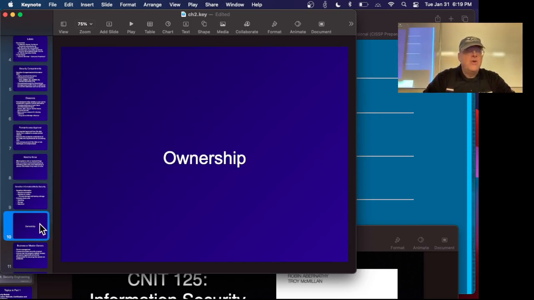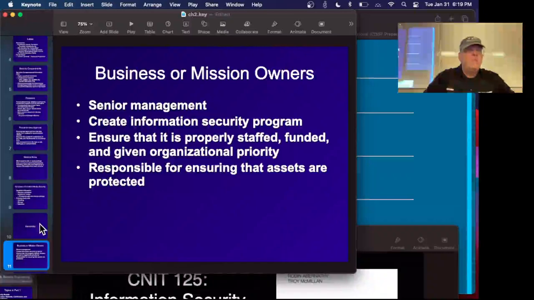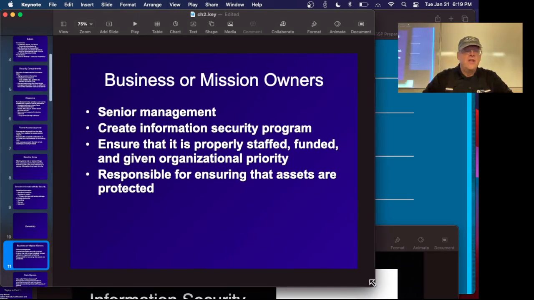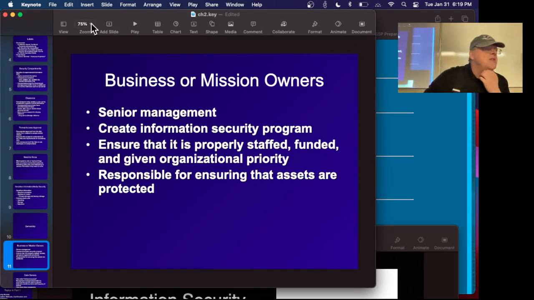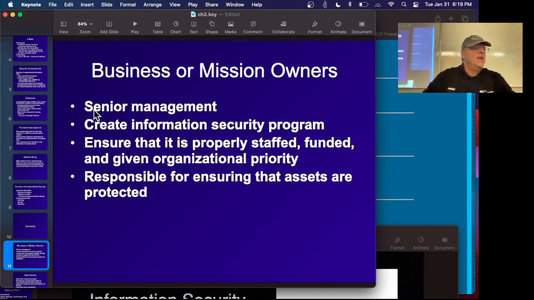So as before, there's ownership. Ownership is responsibility. The business or mission has an owner, and that's senior management, and their job is to accomplish the mission. They're supposed to succeed, and they're supposed to arrange the staffing and everything. They're ultimately responsible for the overall success of the mission or the business.